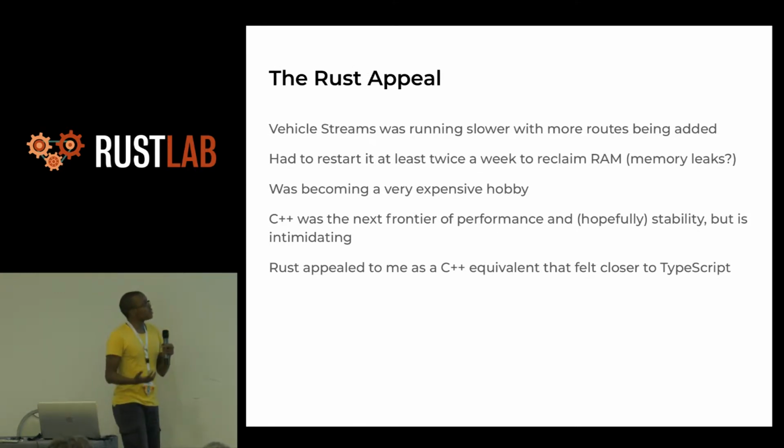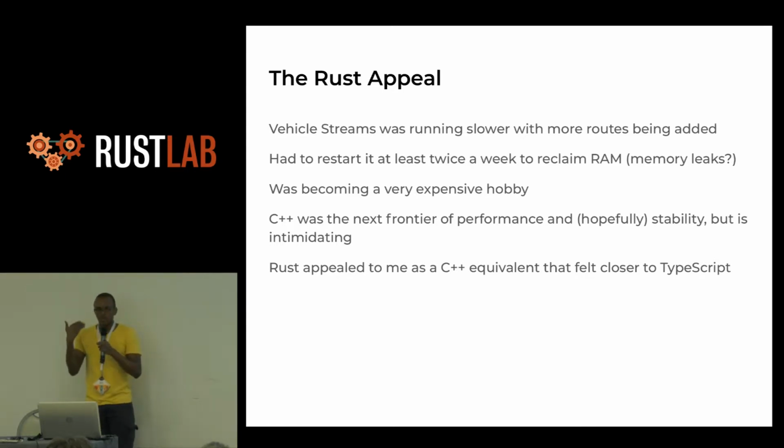Okay, so the Rust appeal. Vehicle streams was running slower with more routes being added. We currently have around 1,200, as I mentioned. By the time that we started working on vehicle streams, we were, I think, at about 800 routes. So the more routes we added, the slower it was starting to become. We had to restart it at least twice a week to reclaim our memory.